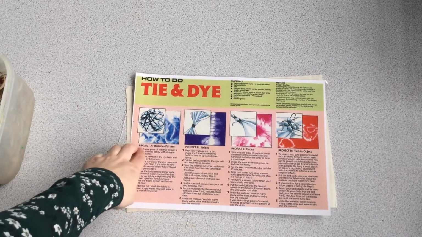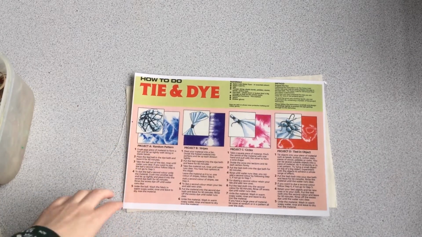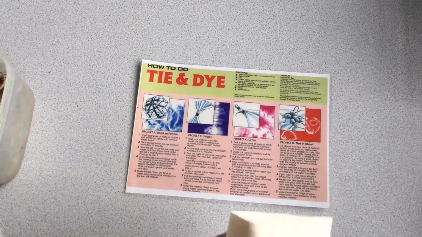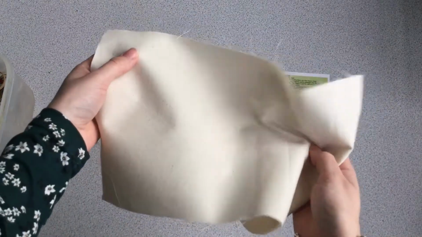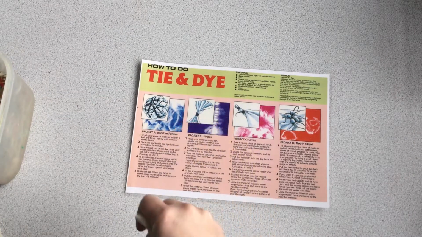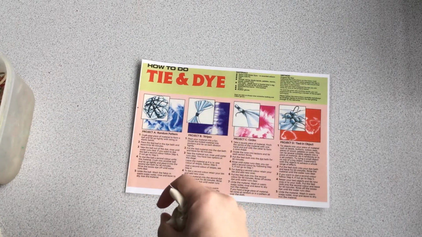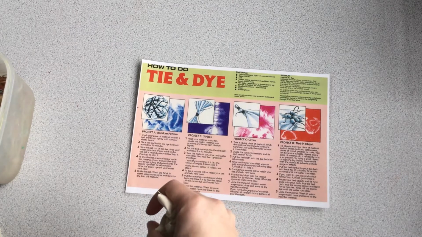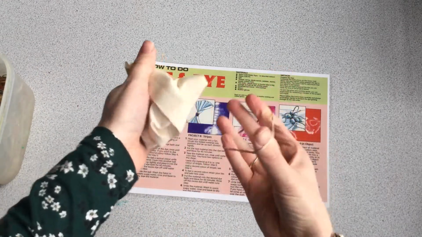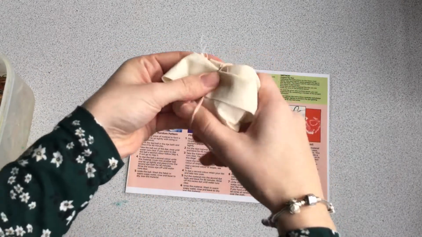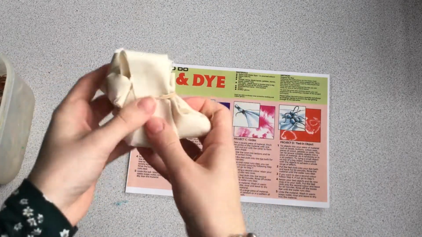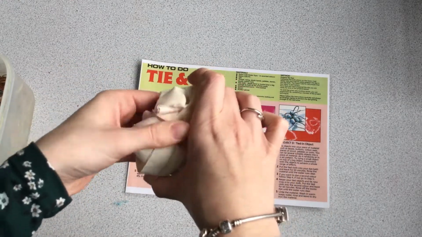For project A, it's a random pattern. Effectively what you would do is crush your piece of material to form a ball and tie up tightly with string or elastic bands. What that means is just scrunching it up like this, and then putting on elastic bands to hold it. You get your elastic band like this, hold it roughly like that, and then tie that elastic band. You might need a couple just to keep it as it is.